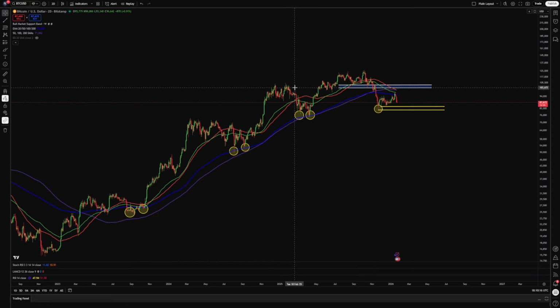This is the most important chart in the market at the moment. This is what we'll be watching very closely in the coming days and weeks.